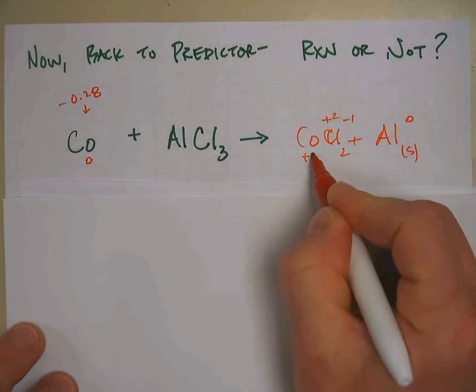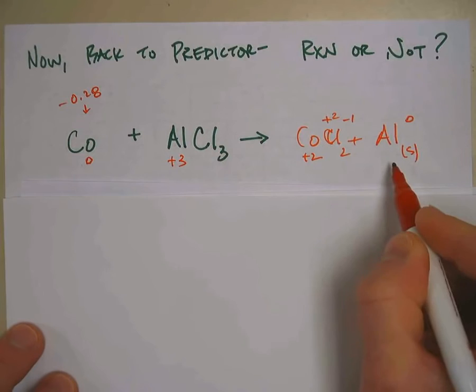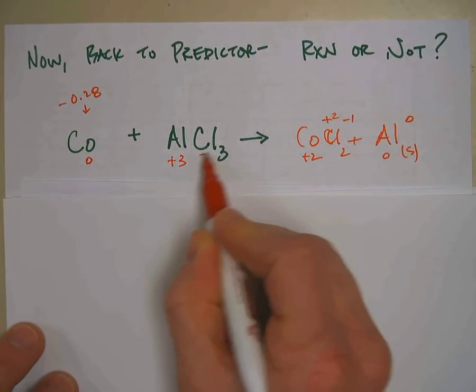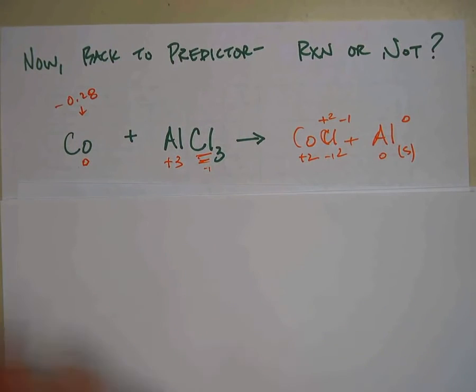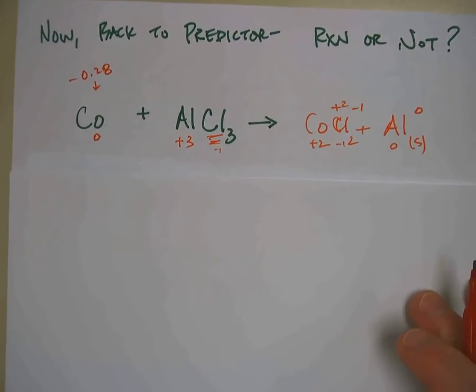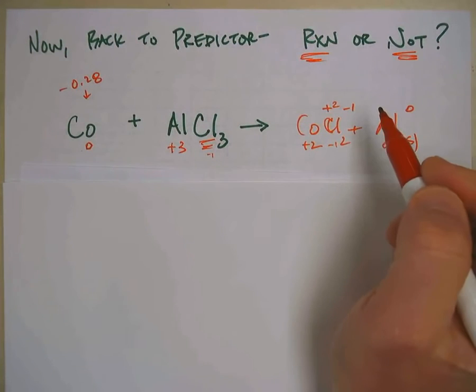Cobalt has a positive 2 charge here. Aluminum a positive 3 charge here. Aluminum has a 0 charge over here. And the chlorine is a spectator. That's a -1 here and a -1 here as well. Now the reaction isn't balanced, and I could go through and balance it. But what I really want to know is, is it going to be a reaction or not?